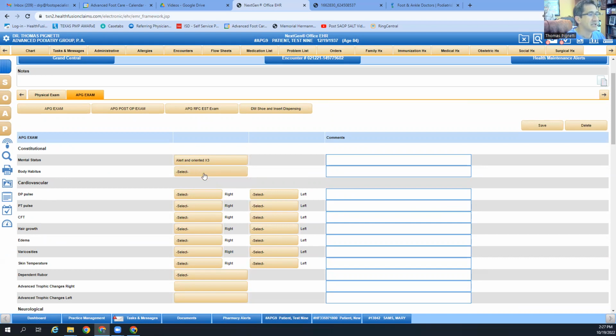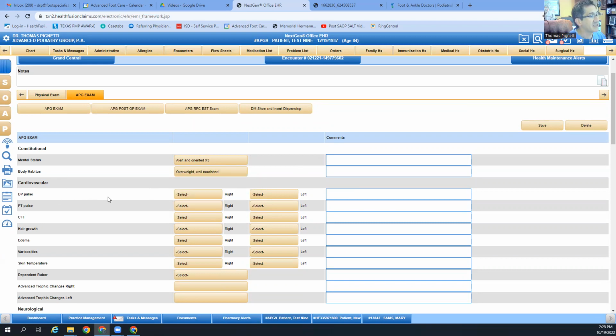Body habitus, most of them are well developed, some may be a little bit overweight, and some are obese, some are underweight, some look like they're just not really taking care of themselves. Again, most of our patients are going to be okay. Let's just say well nourished, normal BMI. Some will be overweight also. Quite a few of us will be overweight, but not necessarily obese.